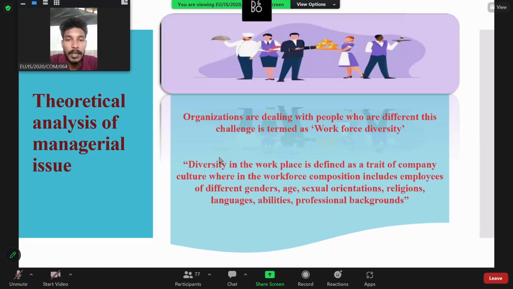One of the most common and important issues currently facing organization is dealing with people who are different. This challenge is termed as workforce diversity in organizational behavior. Organizations are becoming more diverse in terms of gender, race, and ethnicity. Researchers are defining that diversity in the workplace is defined as a trait of company culture, wherein the workforce composition include employees of different gender, age, sexual orientations, religions, language, abilities, professional backgrounds.